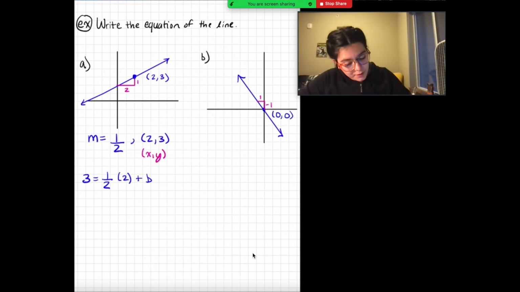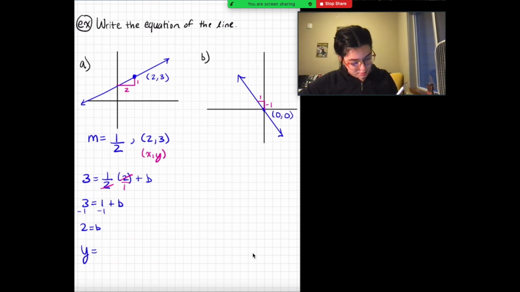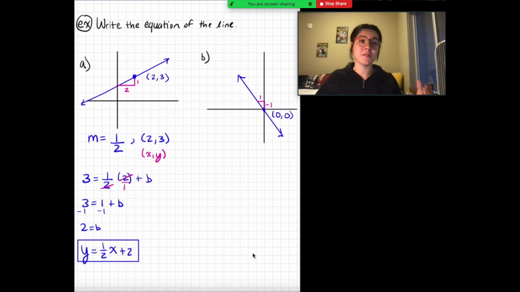Now we have 1/2 times 2. Remember, 2 is technically 2 over 1. So this is kind of like the problem we just did. We could multiply across, but I noticed that we have a 2 in the numerator and a 2 in the denominator, so they cancel, and we're just left with 1. So we get 3 is 1 plus b. Doing inverse operations, we subtract 1 from both sides, so we get 2 is b. So now we have our y-intercept, we have our slope. So our equation is y equals 1/2 x plus 2. Go ahead and try to do the next one on your own.